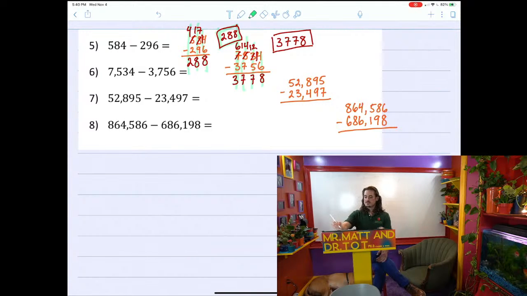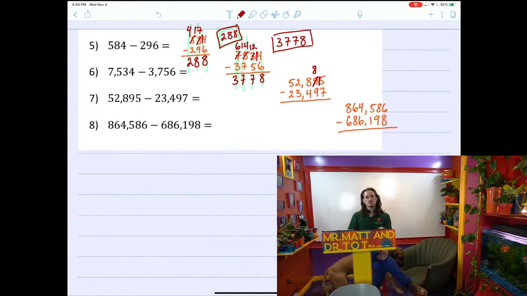For number 7, 52,895 minus 23,497. We write them vertically, and then when we have 5 minus 7, we're not going to be able to do that directly. So I need to borrow from 9. The 9 will become an 8. The 5 becomes a 15. And so 15 minus 7 is going to result in 8.